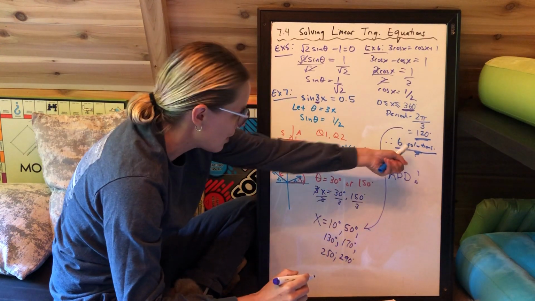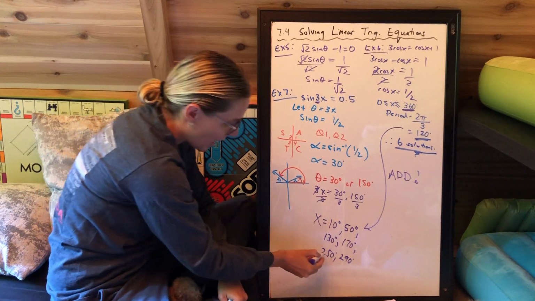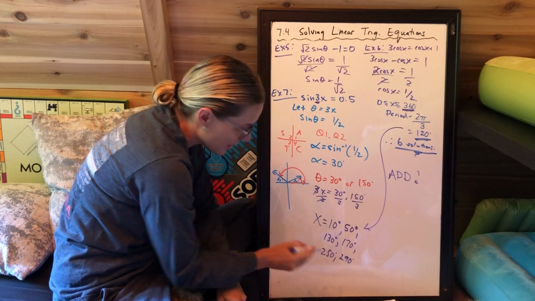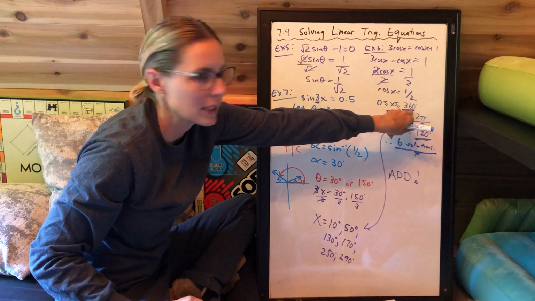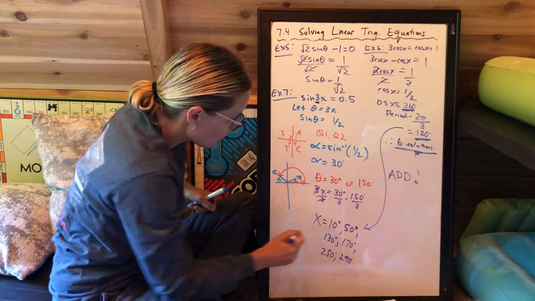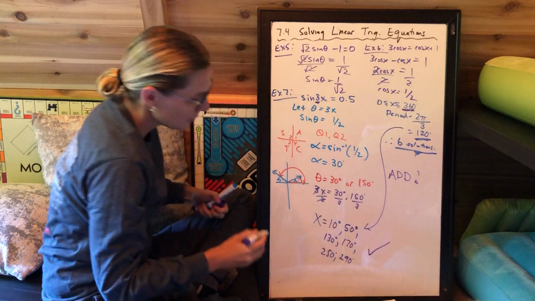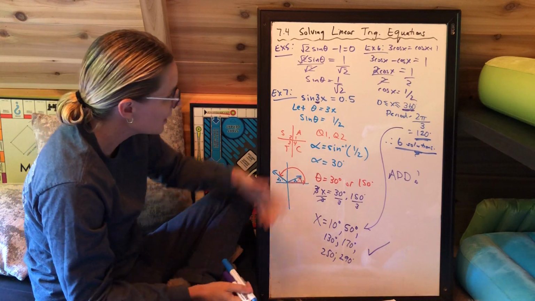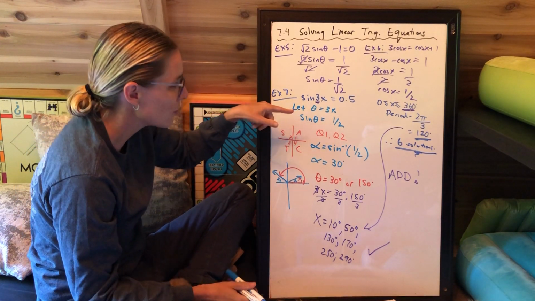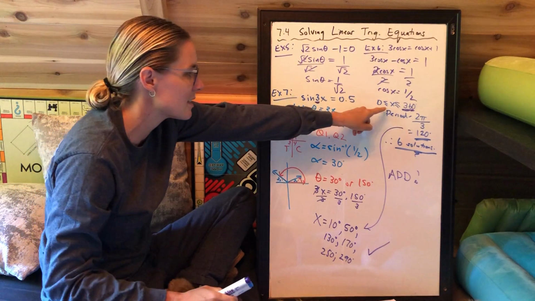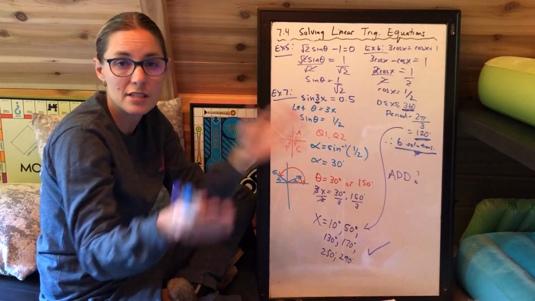Now, if you weren't sure you had 6 solutions and wanted to keep adding, you'd add again. If I add 120 to this, I get 370. We're only allowed to go to 360. So this allows us to get the 6 solutions we are looking at, and all because our period is only 120, but we need to state answers for the domain up to 360.